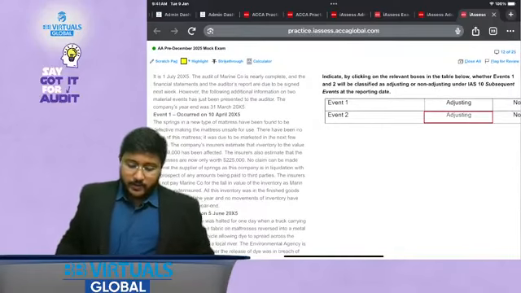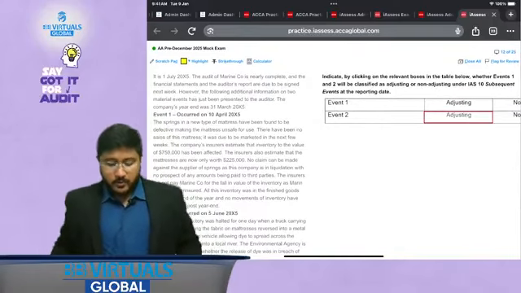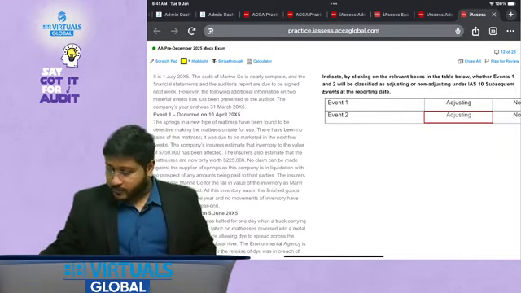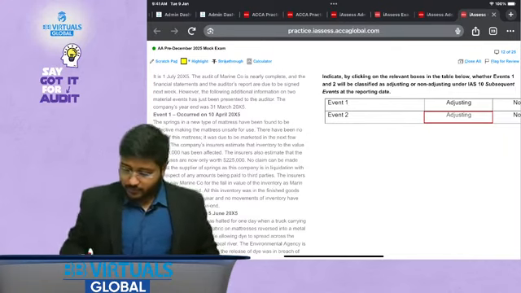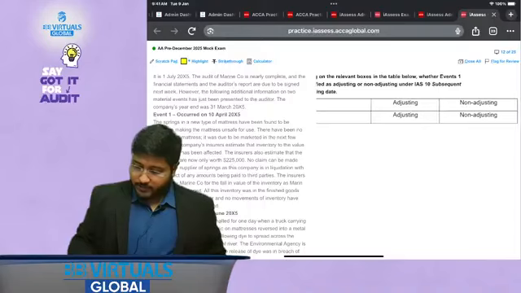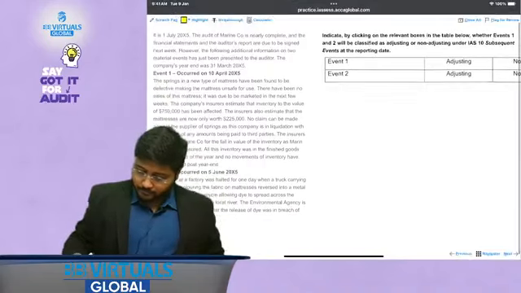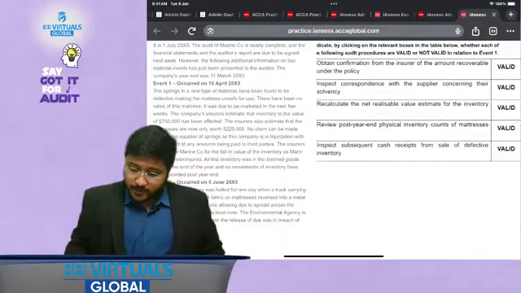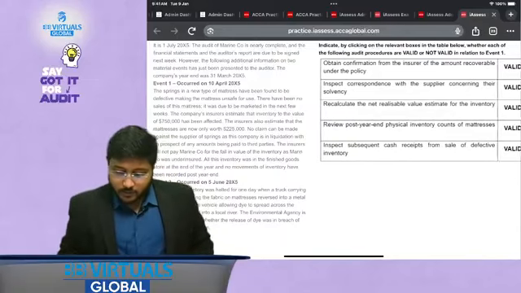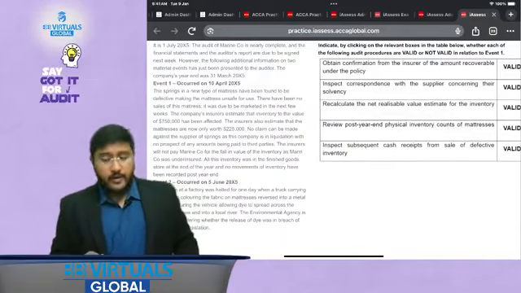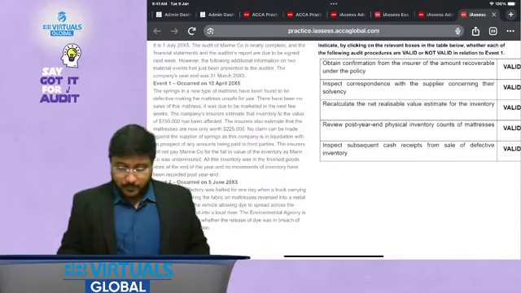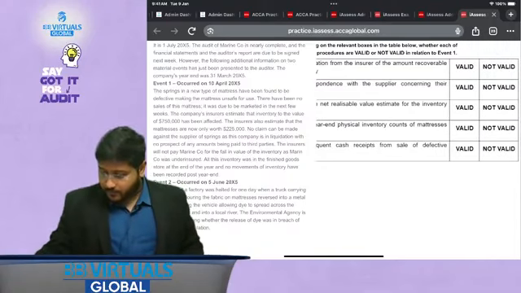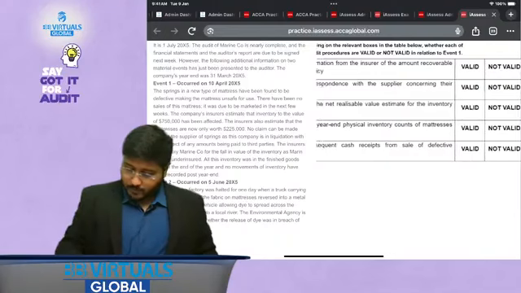Okay, indicate by clicking on the relevant box in the table below whether events 1 and 2 will be classified as existing or non-existing. So this is something that we will be able to solve after we read the case study only, whether they are existing or not, right? Then indicate by clicking on the relevant box in the table below whether each of the following audit procedures are valid or not valid in relation to event 1. Okay, so again we'll have to read, then we'll be able to say. Okay, for option 3.